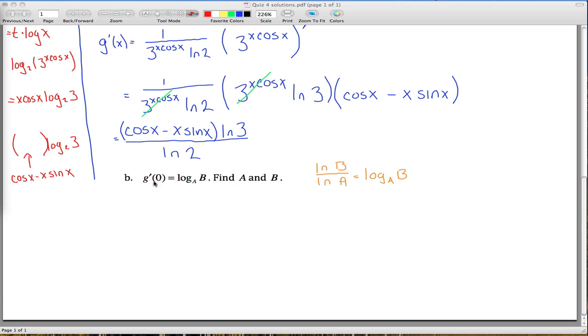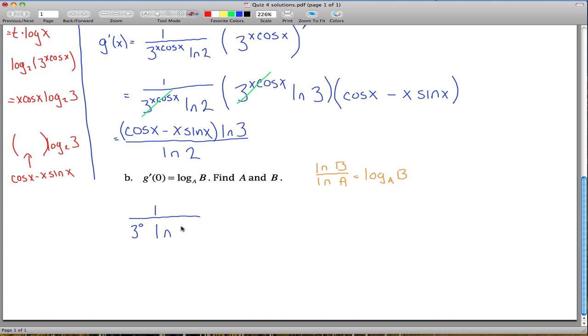So we want to figure out g prime of 0. We figured out g prime of x. Well, again, we'll use this line for g prime of x. So the way you figure out g prime of 0 is you put in 0 for all the x's. So we got 1 divided by 3 to the, this is just 0, right? 0 times anything is 0. So 3 to the 0 times natural log of 2. Multiply that by, again, 3 to the 0, natural log of 3.